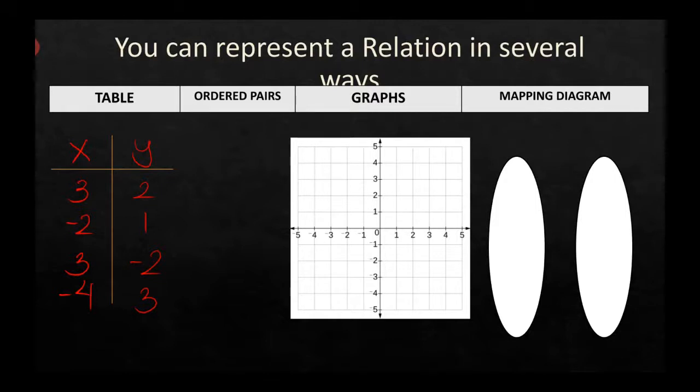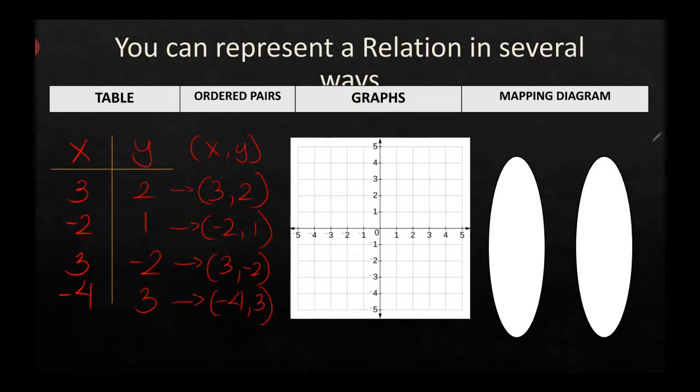Now, in terms of ordered pairs, we know that an ordered pair is just a composition of the x coordinate or the abscissa and the y coordinate or the ordinate. So we are pairing this set of values with a fixed order. That order will be x and y, and we will enclose this with parentheses. So let's transform this table into a set of ordered pairs. We have 3 comma 2, -2 comma 1, 3 comma -2, and -4 comma 3. So that is our ordered pairs.